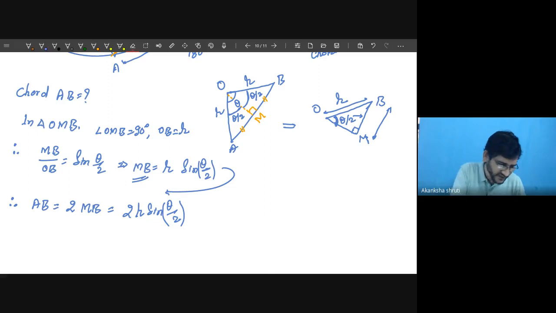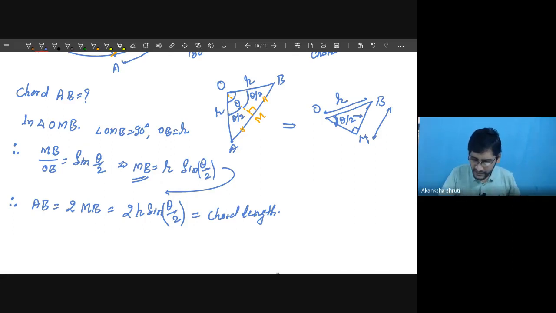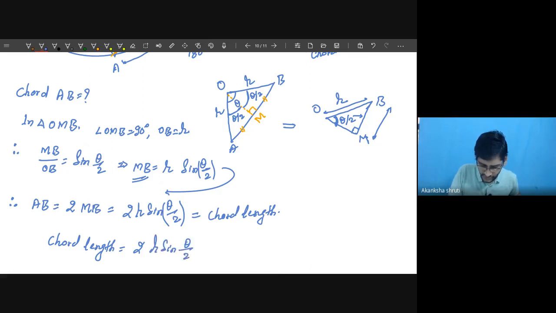So by knowing this AB, this is our chord length. Here you have to write chord length. Many a time you need to calculate the chord length. So keep in mind, chord length is obtained by multiplying R sine of theta by 2 with the 2. To avoid confusion when cancelling this 2, keep this theta by 2 in brackets.